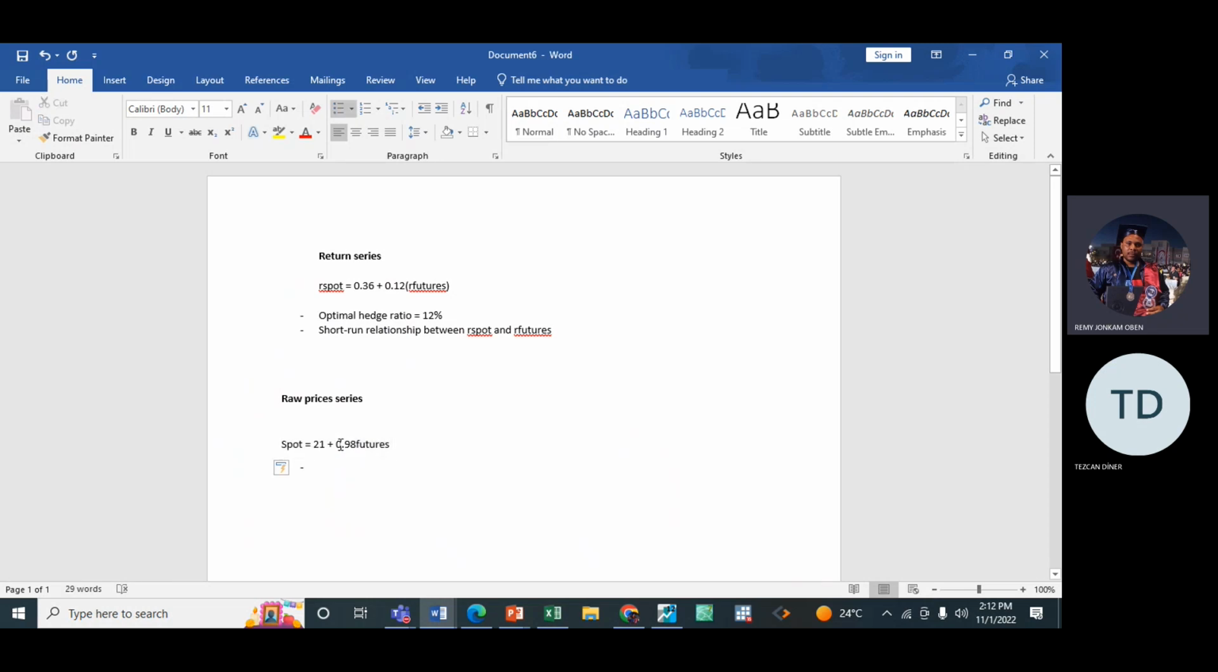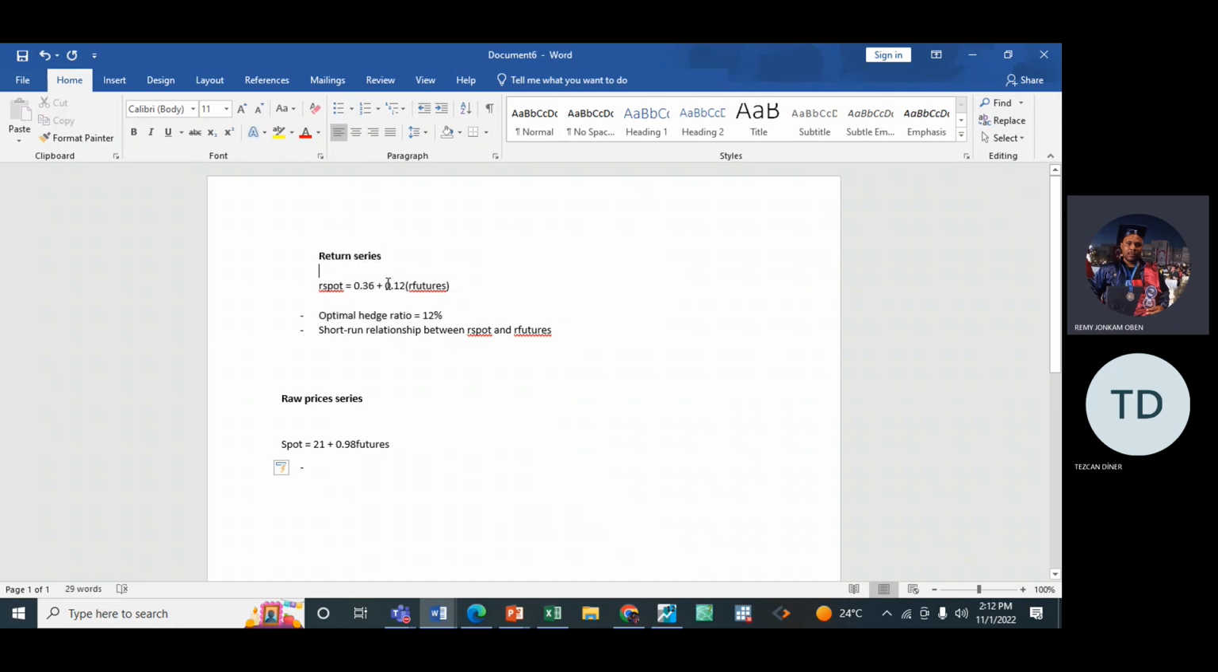So I've estimated the equation, so I will delete the error term. Okay, guys, this is our estimated equation using the raw price series. We are not using returns. Now, what do you notice? You notice that this 0.98 is different from this 0.12, right? This 0.12 is the optimal hedge ratio, but this 0.98 is not the optimal hedge ratio. To get the optimal hedge ratio, you have to use the return series.